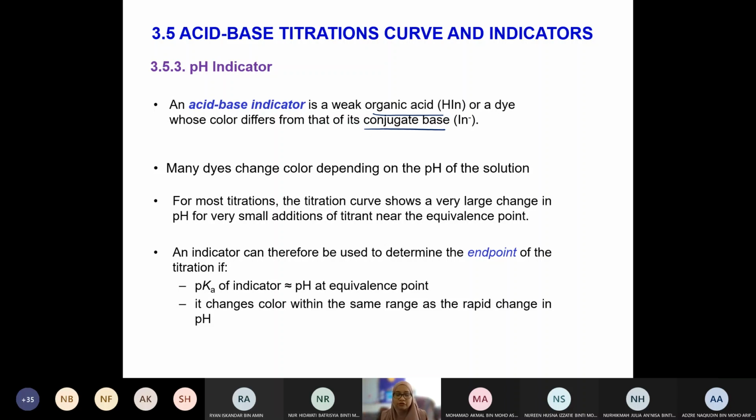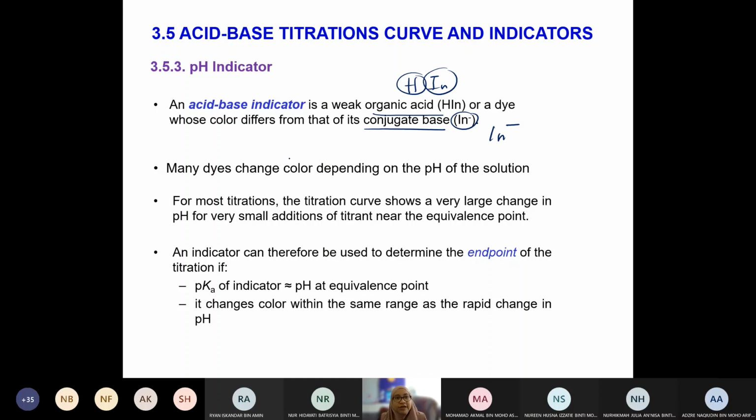So to represent the organic acid, we have H. It shows that it carries hydrogen. In stands for indicator. When they dissociate, they akan produce the conjugate base, In minus, the indicator anion. And the thing about this weak organic acid, what's so special about it is it has color. Dia ada color dekat situ.